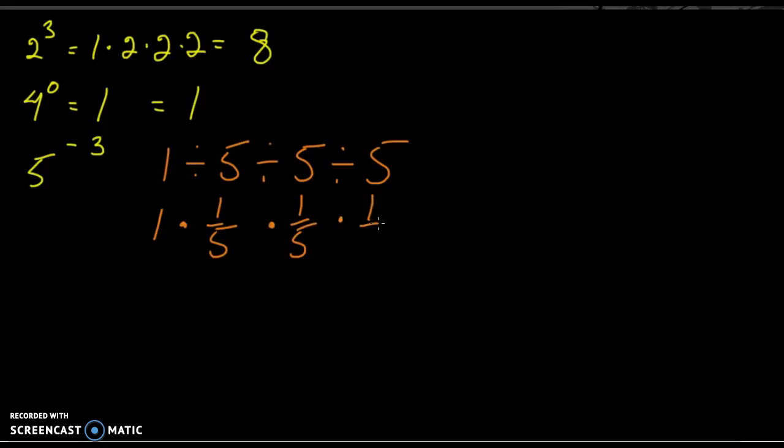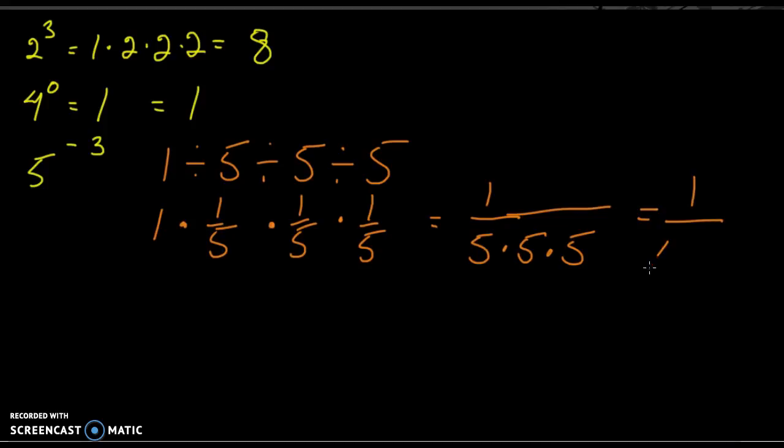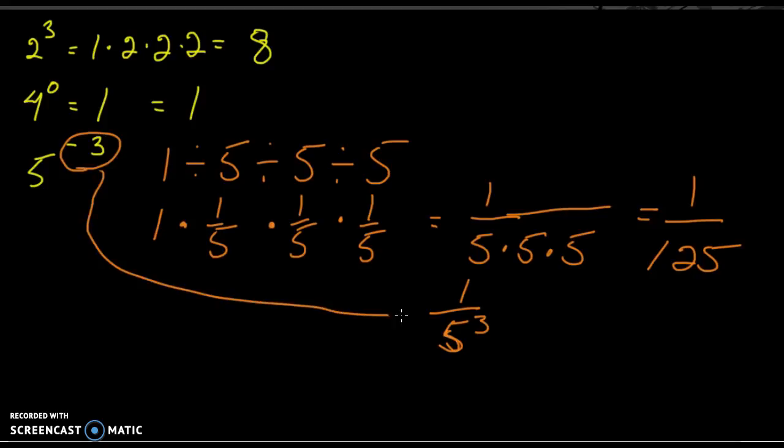And so I want to do this with each one of these guys. And this is the same thing as, well, 1 times anything is always that same item, all over 5 times 5 times 5. And if we do our mathematics, we find out that that is over 125. It's the same thing as saying 1 over 5 to the third, positive third. So any negative exponent can be rewritten as simply 1 divided by the positive exponent.